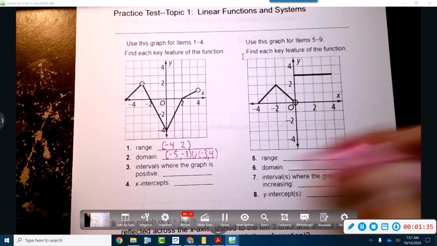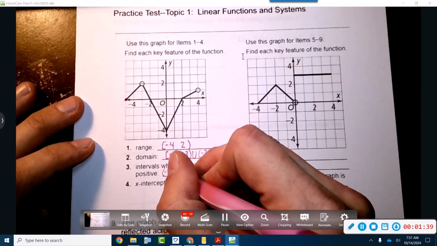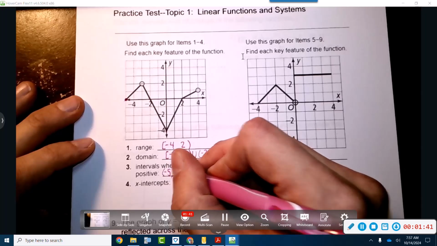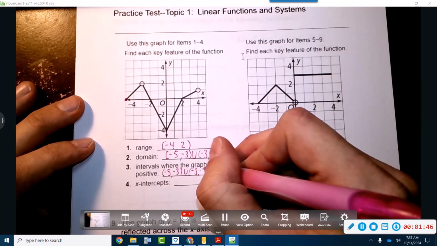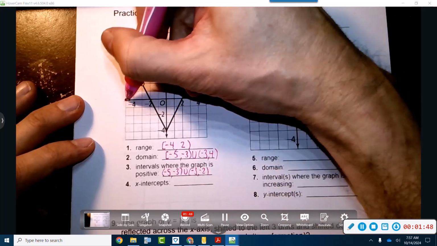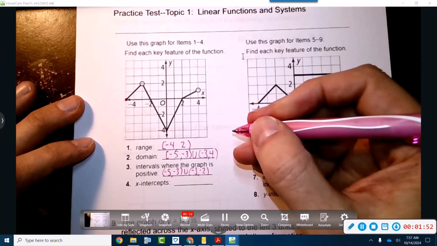Now where is this guy positive? He's positive from -5 to -3, and then he's positive also from -3 to -2. So from here to here, then from here to here, then he goes negative, and then he's positive from 2 to 4.